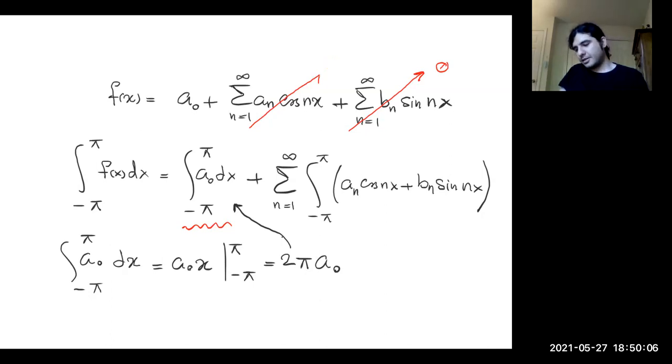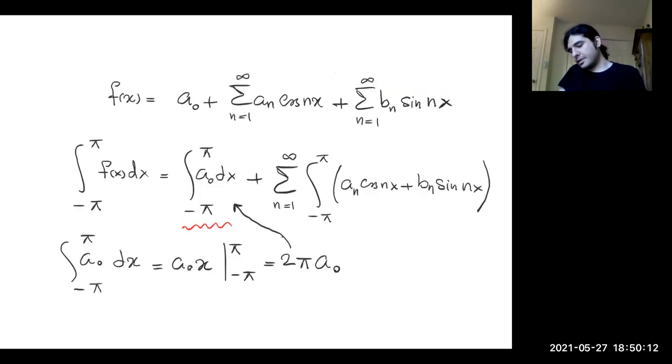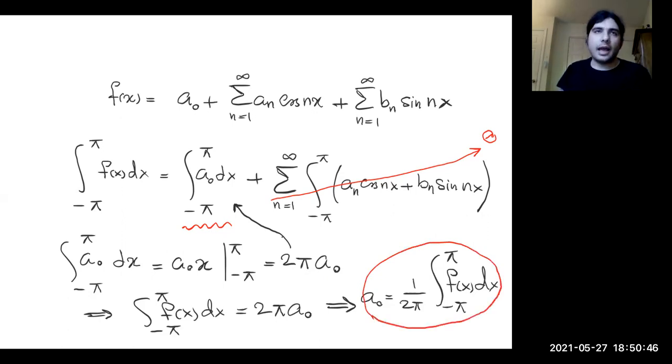Sorry, the integrals, not the terms themselves. These integrals, both of them become 0. So this equation reduces to the integral of f of x dx from minus pi to pi equal to 2 pi a naught. So here we have the value of a naught. A naught is equal to 1 over 2 pi times the integral of f of x dx from minus pi to pi. That's the value of the 0 term, the constant a naught.